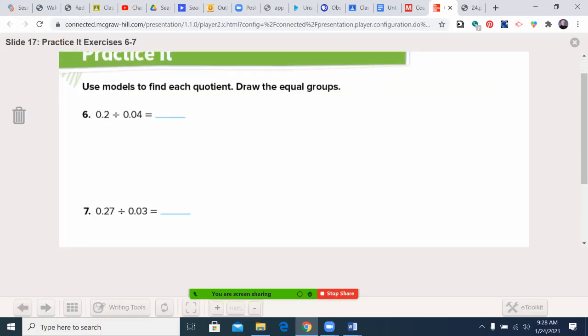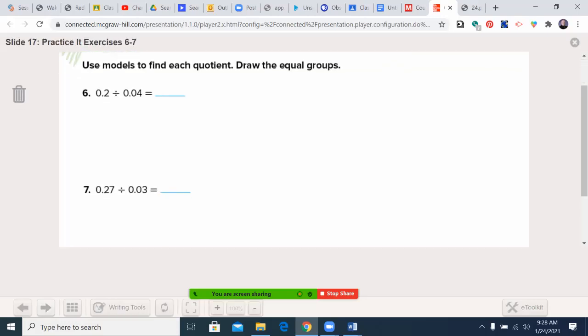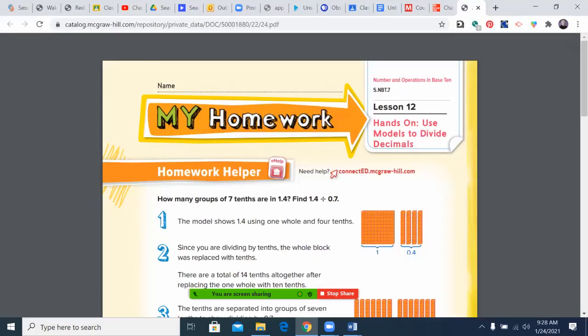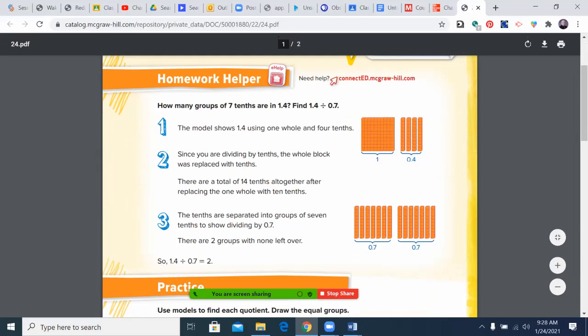Let's try one more example here and do number 7. You can pause the video now. Welcome back. Let's see how you did. 27 hundredths divided into groups of 3 hundredths would give you 9 groups. At this point, I think you're ready to move on to the homework.